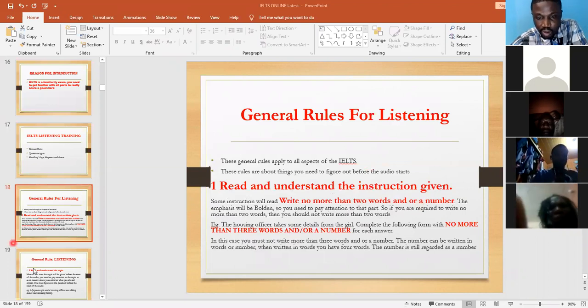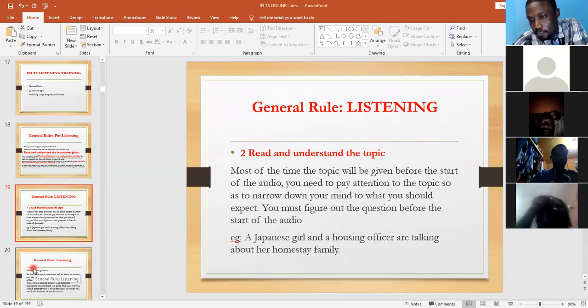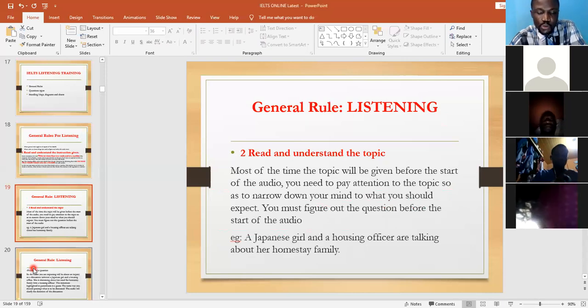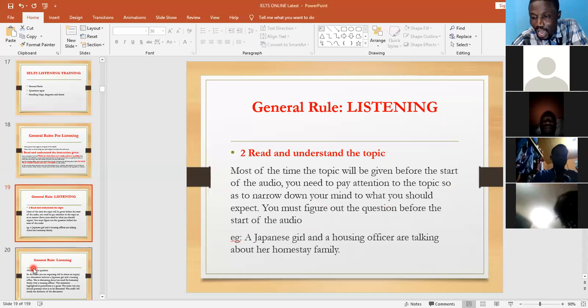The second one, you need to read and understand the topic. A lot of people, because they are under exam condition, do not read the topic, and when the audio starts, you are just stranded. So you need to read the topic. If the discussion is going to be about hotel accommodation booking, your mind is already on hotel accommodation booking, and so you will narrow the specifics of your engagement to that and what you are listening out for. So I am rushing this part.